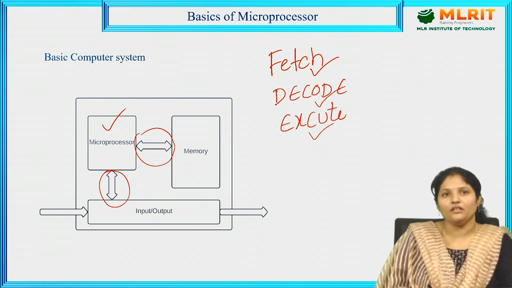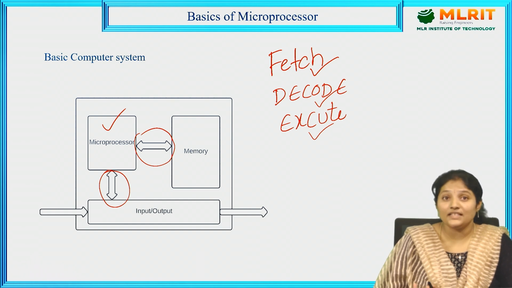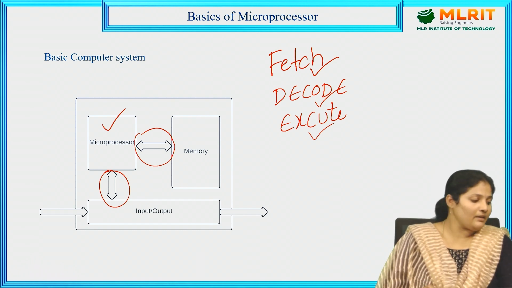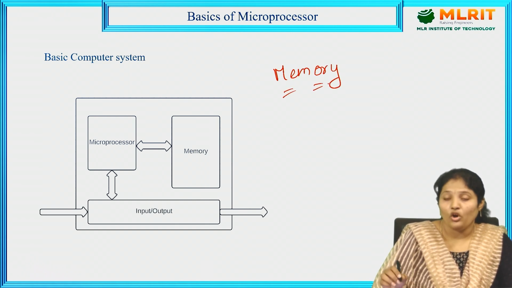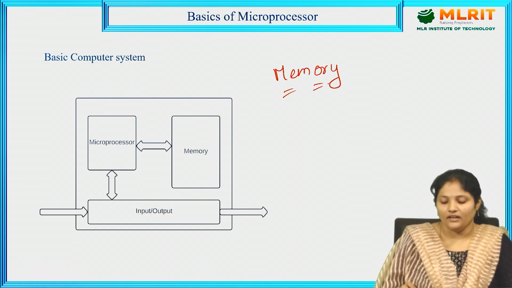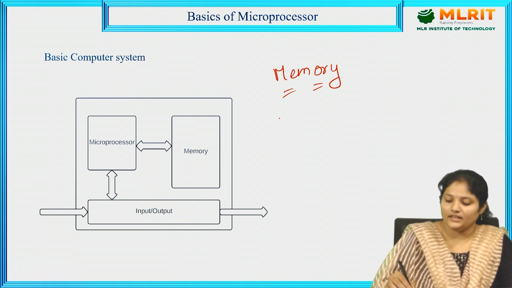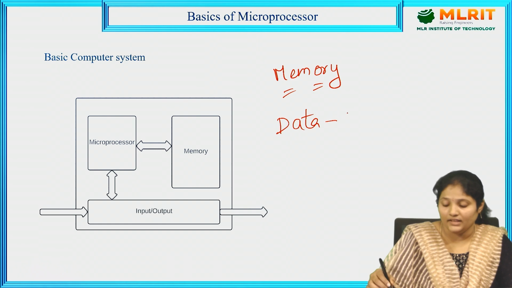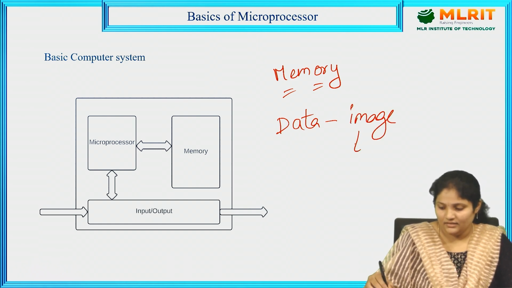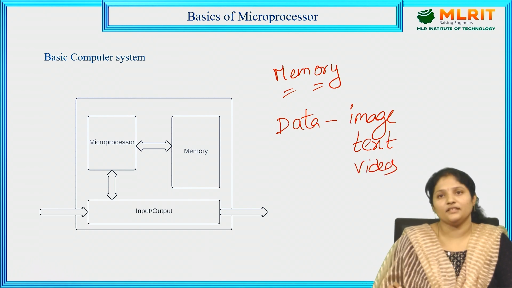How does memory store data? What is a memory here? A memory is a block which will store the data. What is data? Data is information, which can be in the format of images, text, videos, and so on.